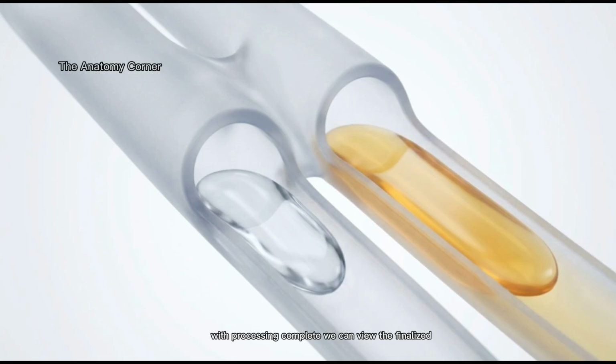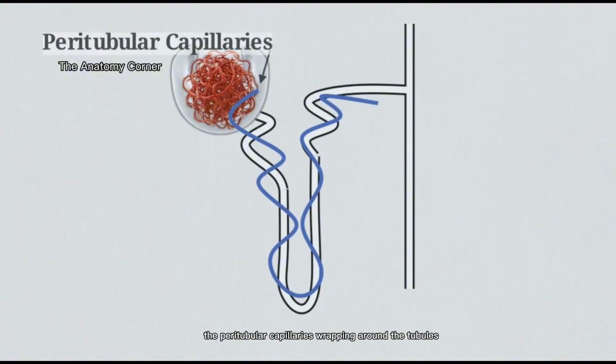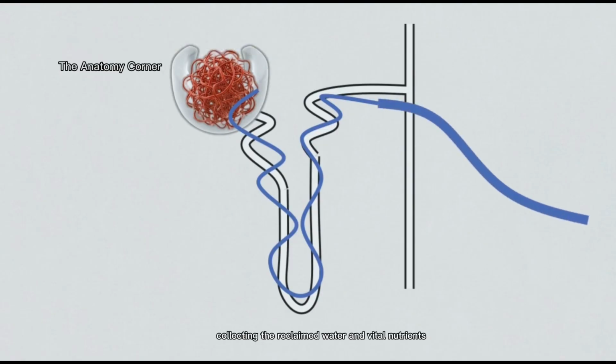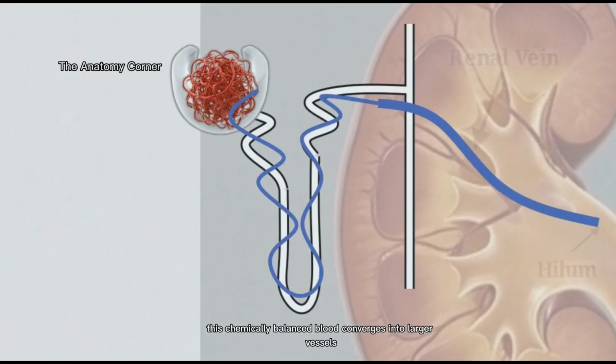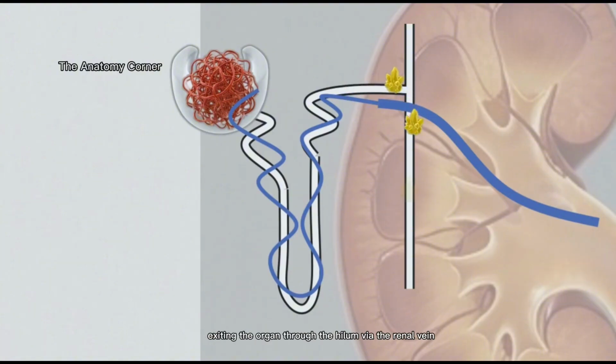With processing complete, we can view the finalized divergent outputs of this microscopic sorting. This diagram illustrates a secondary vascular network, the peritubular capillaries, wrapping around the tubules. These blue lines represent deoxygenated filtered blood, collecting the reclaimed water and vital nutrients. This chemically balanced blood converges into larger vessels, exiting the organ through the hilum via the renal vein.